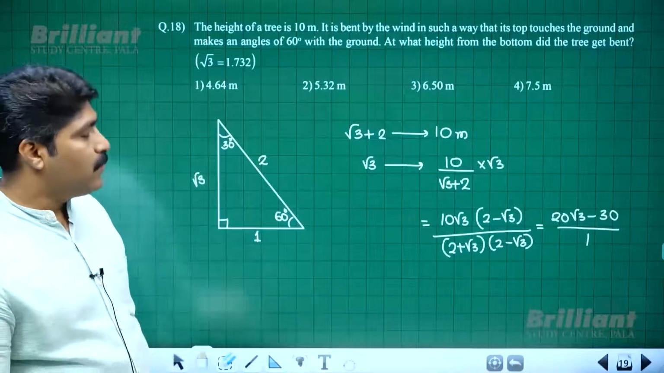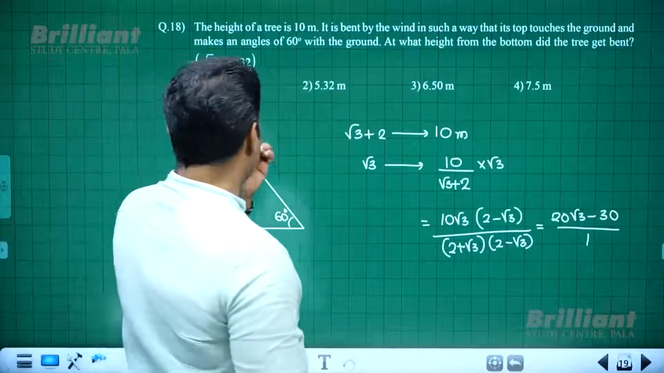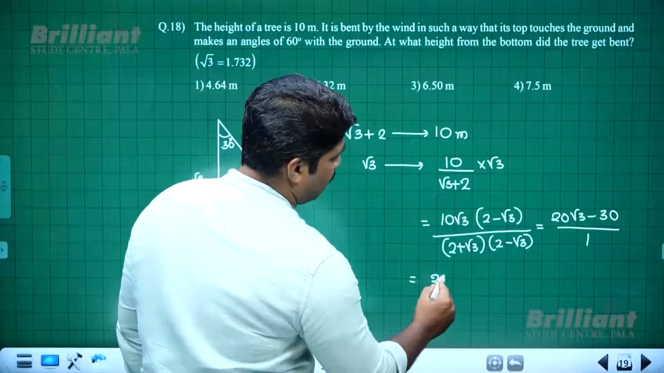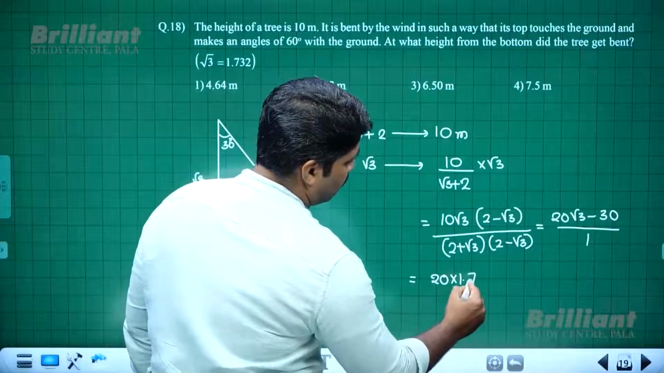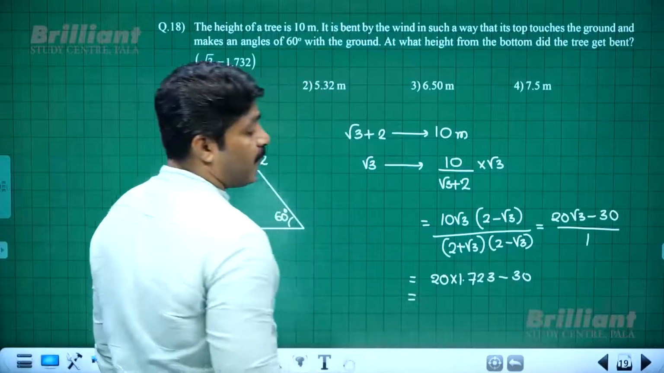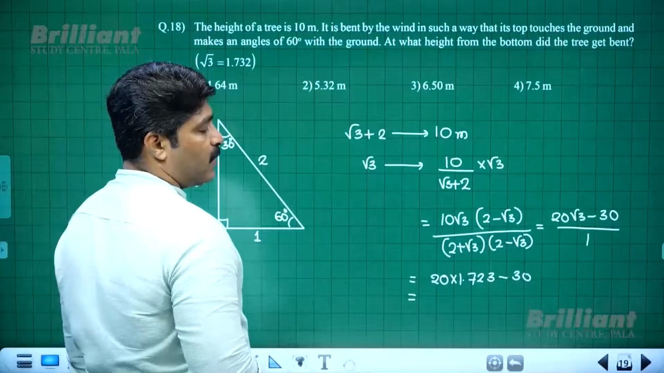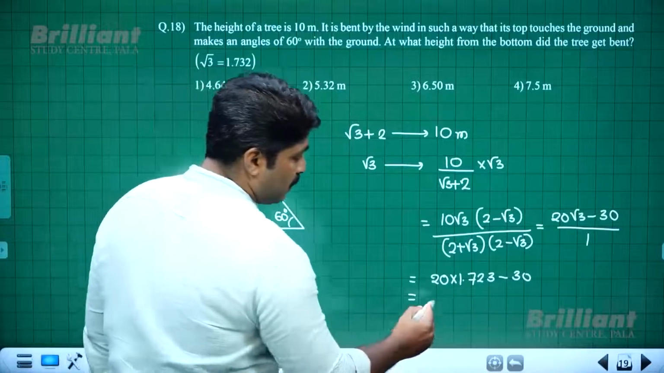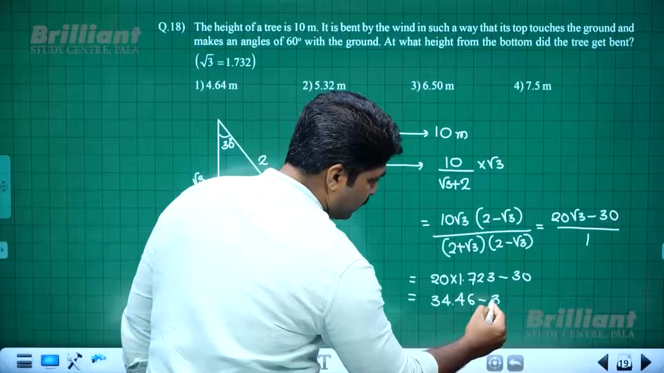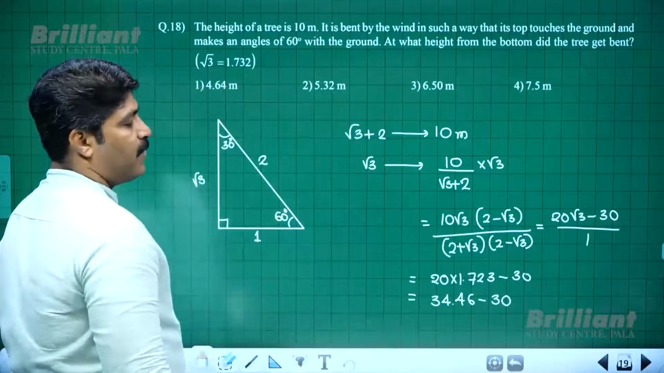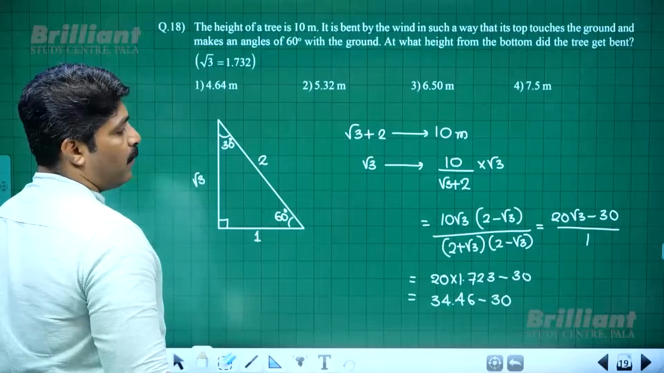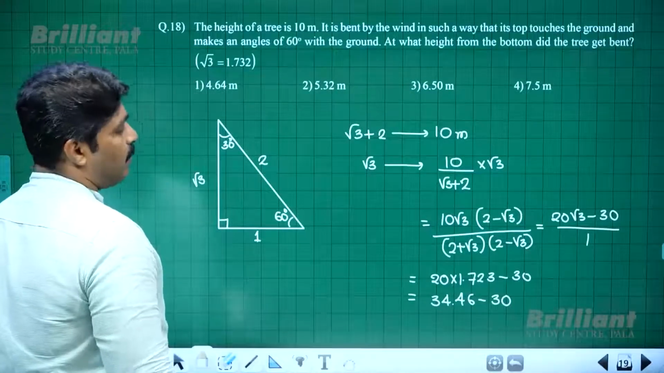So what is 20 root 3 here? So that is 20 into 1.732. So this is 20 into 1.732 minus 30. Just multiply these values together. So therefore this is 17.23 into twice. So that is equal to 34.46 minus 30. What's the difference here? That is 4.46, right?